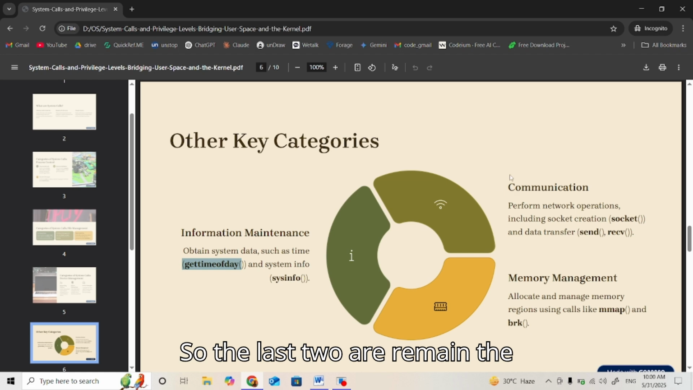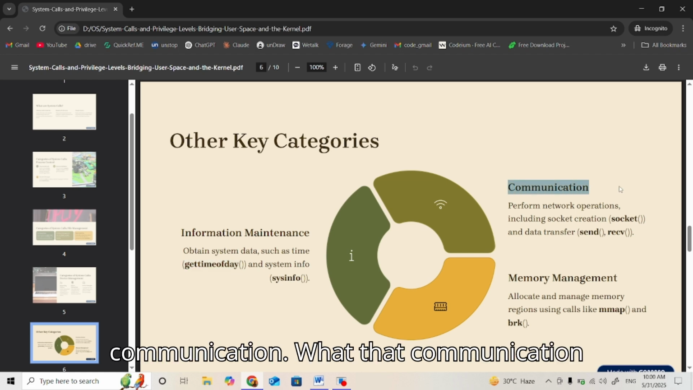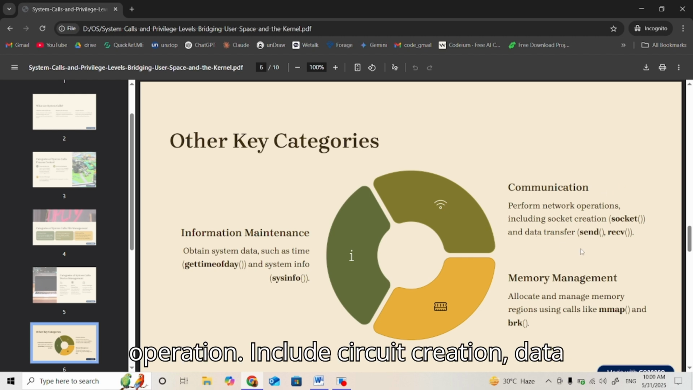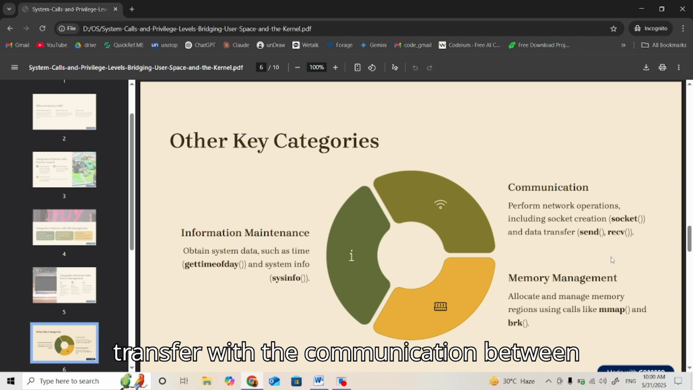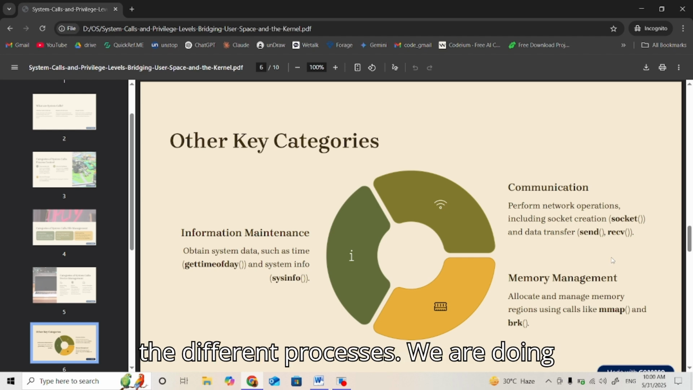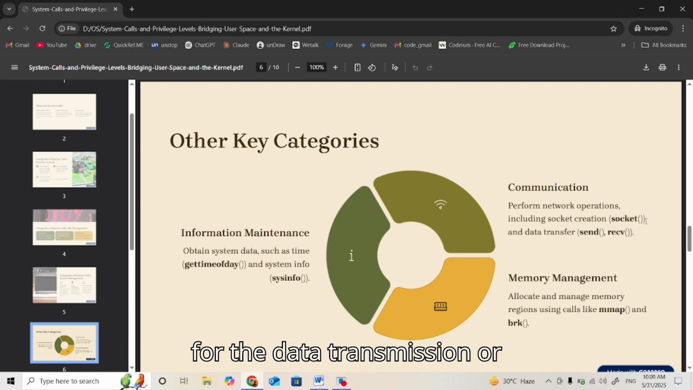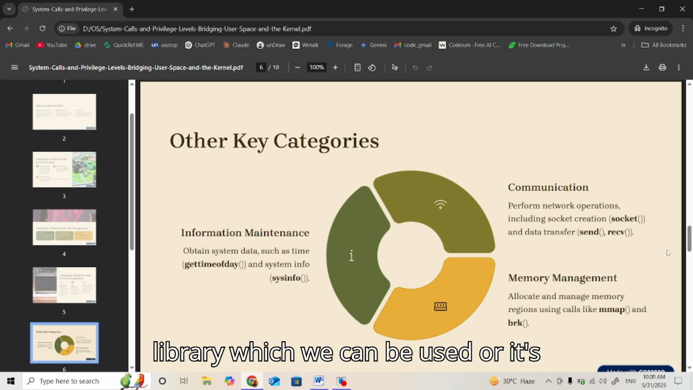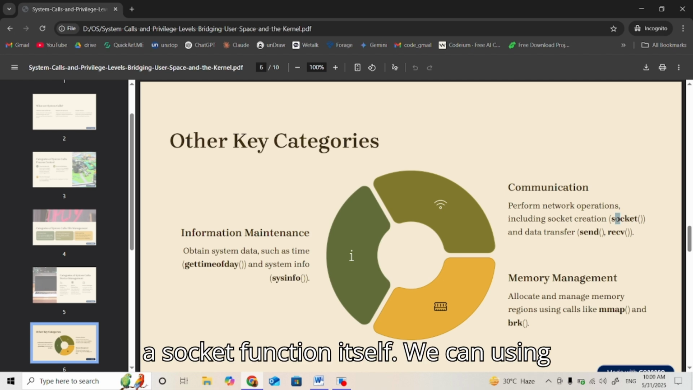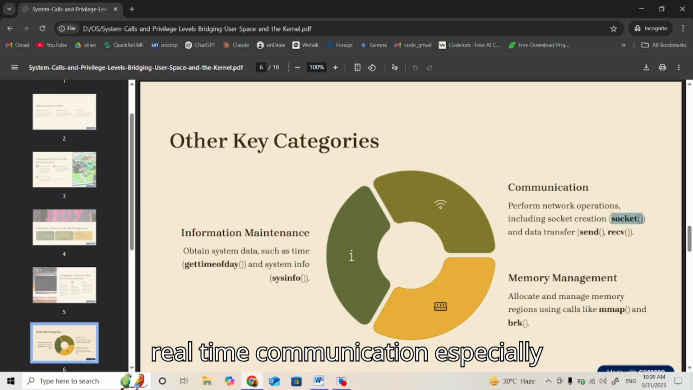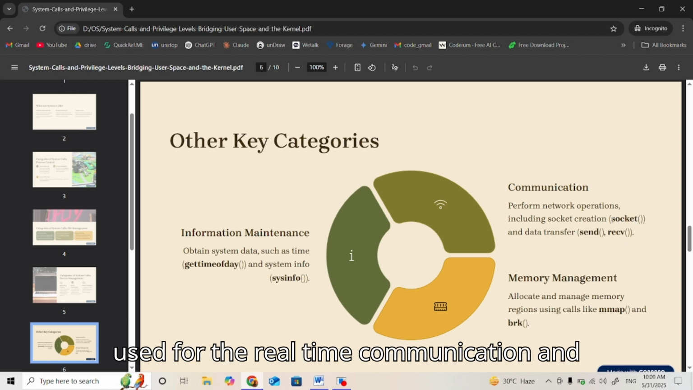The last two remain: communication. What does communication mean? Communication means network operations, including circuit creation and data transfer. For communication between different processes, we use send and receive for data transmission, or socket IO, which is a kind of library we can use, or it's a socket function itself. We can use this for internal communication or real-time communication, especially real-time communication.